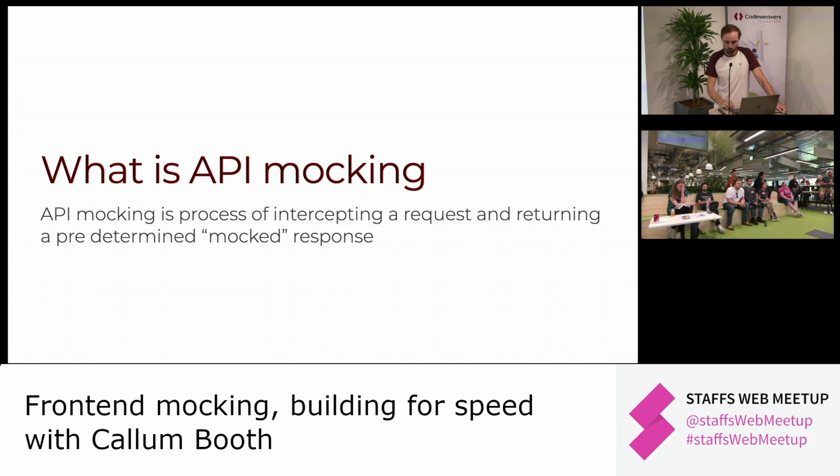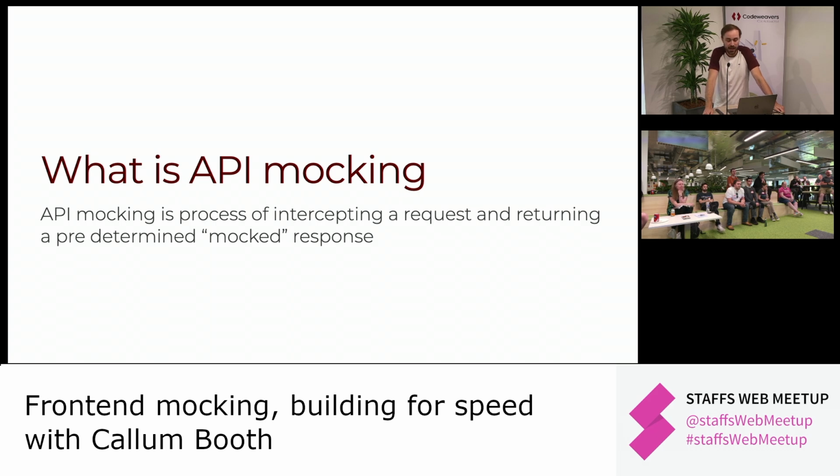So within mocking, what is API mocking? Well, it's a process of intercepting a request and returning a predetermined mocked response, which is the same as mocking a function, really. We take some input of a network request and we change that function, say, oh, actually, don't go off to the server, I'm going to give you some data instead, and that can be instant.